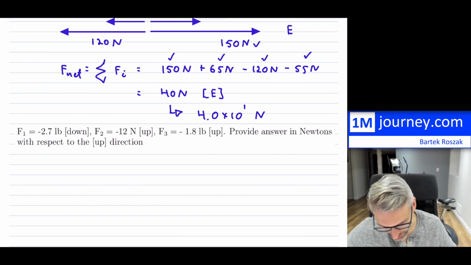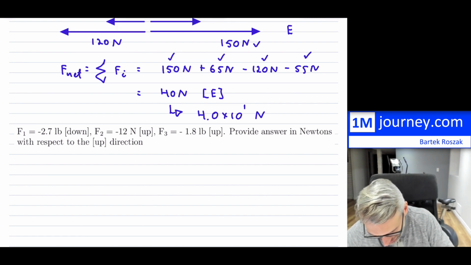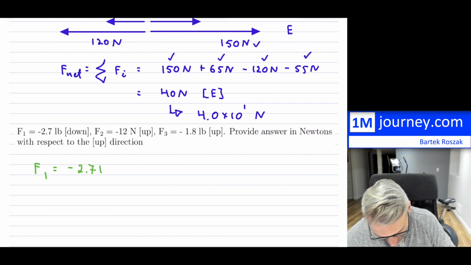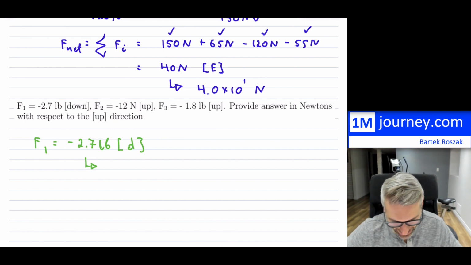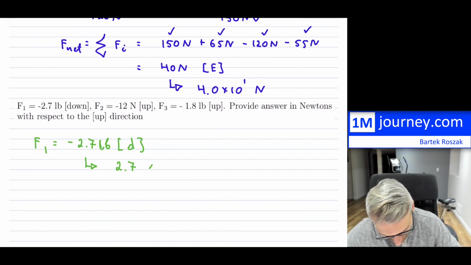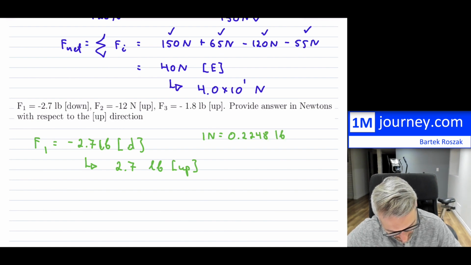Now, this is a little bit annoying because some of the forces are in pounds. Notice that F1 is negative 2.7 pounds, and this is down. I'll put a little D for down. So you would have to change this. If it's negative, then this is the same thing as 2.7 pounds, but actually going up. And if you want to change it to newtons, 1 newton is approximately 0.2248 pounds. You can change this just by doing conversions, with 0.2248 pounds at the bottom and 1 newton up on top.